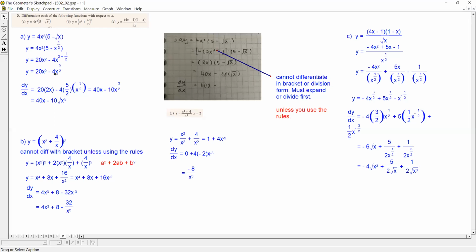No, so negative 4, right? Negative 4, you put down negative 4. Then this number, 5/2, right? Then this one is less by 1. 5/2 becomes 3/2. So now you multiply out all the numbers, number with number, 40.